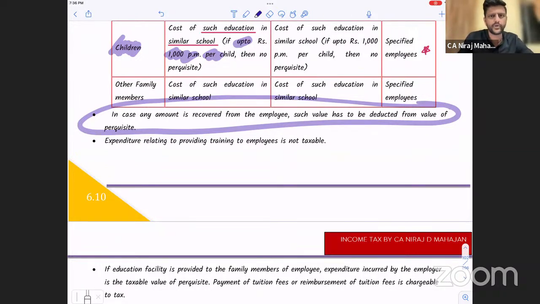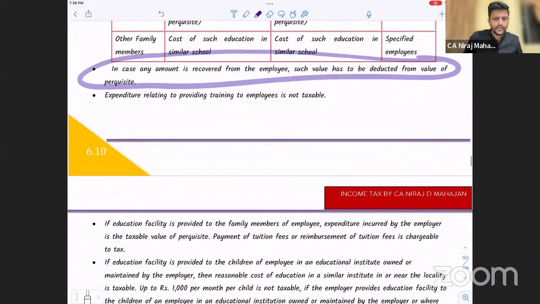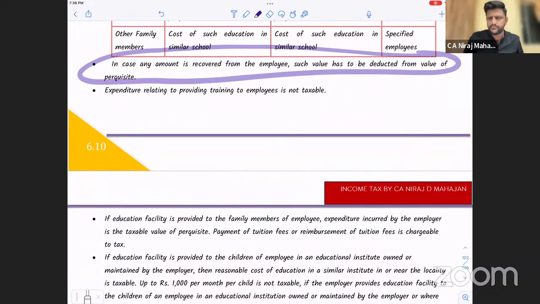It is concessional. Very good. Concessional. Clear? Good. Very good. Let's go ahead, everybody. Concessional. If the employee pays something, that you have to reduce from the value of perquisite. Simple. Because the employee has paid for it. Should I go ahead, everybody?